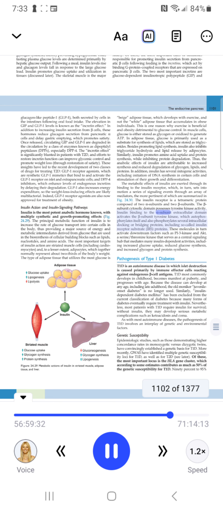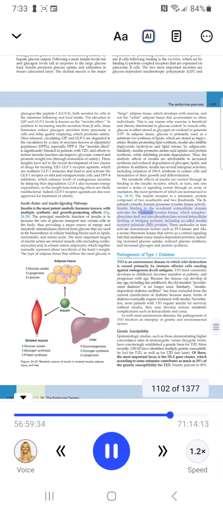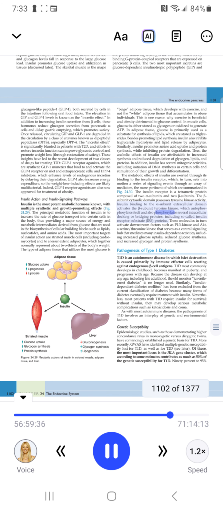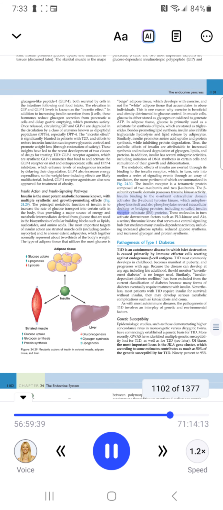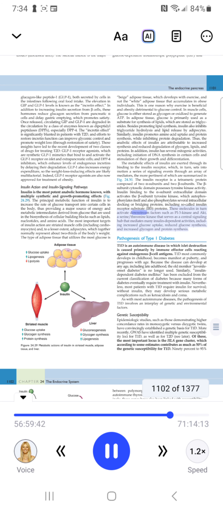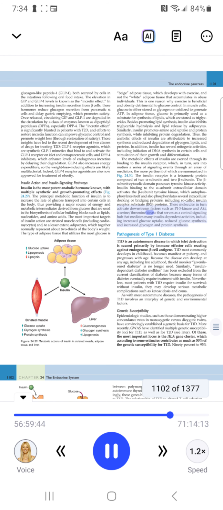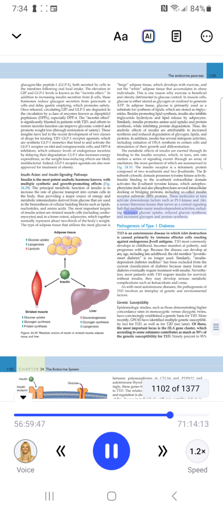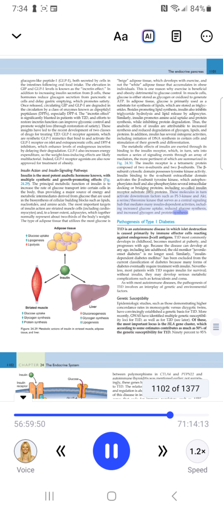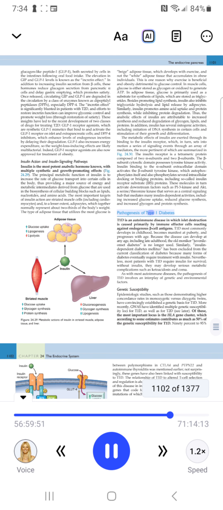Insulin binding to the alpha subunit extracellular domain activates the beta subunit tyrosine kinase, which autophosphorylates itself and also phosphorylates several intracellular docking or bridging proteins, including so-called insulin receptor substrate (IRS) proteins. These molecules in turn activate downstream factors such as PI-3 kinase and AKT, a serine-threonine kinase that serves as a central signaling hub that mediates many insulin-dependent activities, including increased glucose uptake, reduced glucose synthesis, and increased glycogen and protein synthesis.